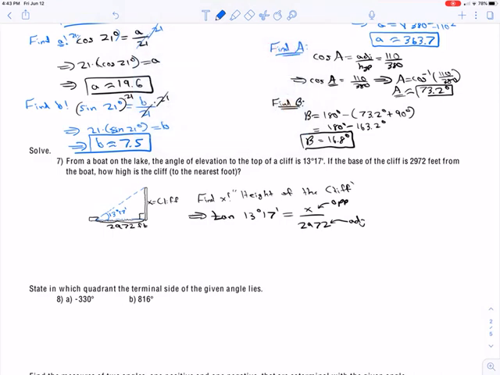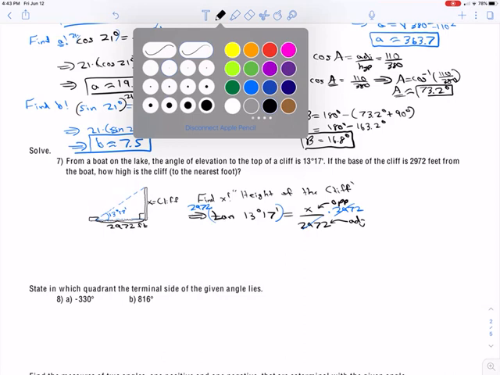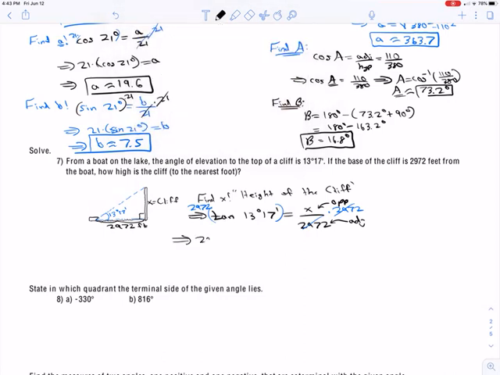And then we solve it. Now, as we solve that, we just multiply both sides by 2972. So let's go ahead and do that on both sides of the equation so we can solve for X. All right, so that implies 2,972 times the tangent of 13 degrees, 17 minutes is equal to X. All right, so we could type that in.